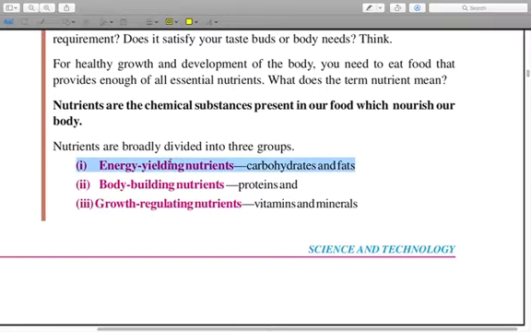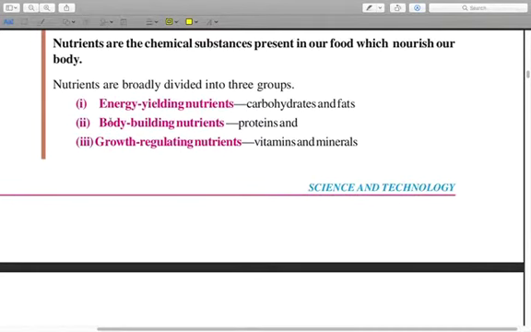First one is energy yielding nutrients. Those are carbohydrates and fats. When we work out or when we do something, when we spend energy, we need energy. So basically, from carbohydrates and fats we get energy. And the next one is bodybuilding nutrients, which are proteins. Protein is a bodybuilding nutrient. When our muscles grow, it's because of proteins.